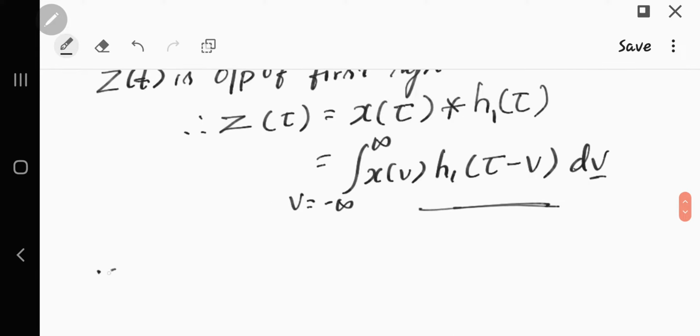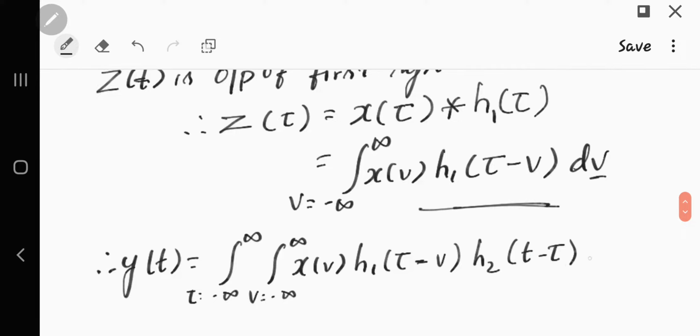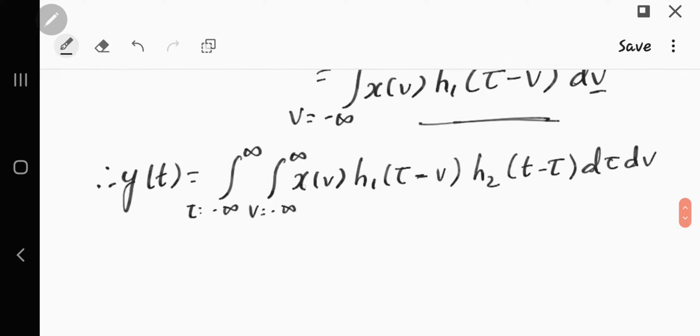So, then what happens to y of t? Therefore, y of t is equal to the integral with tau varying from minus infinity to plus infinity, and the second one with v varying from minus infinity to plus infinity, of x of v h1 of tau minus v and h2 of t minus tau d tau dv. Let's do it in the proper way, so to avoid confusion, dv d tau.